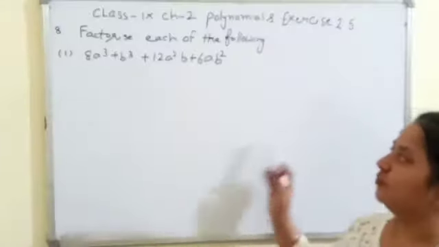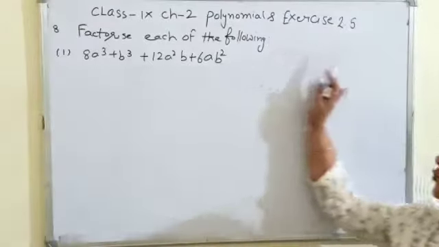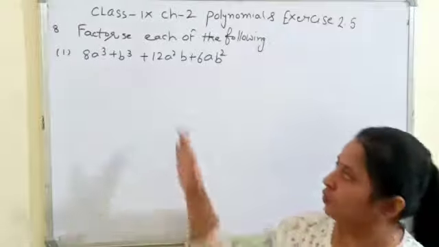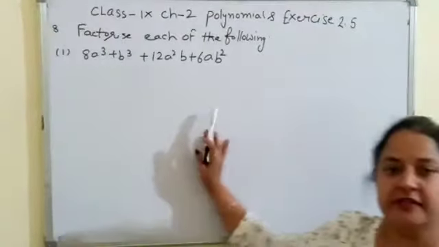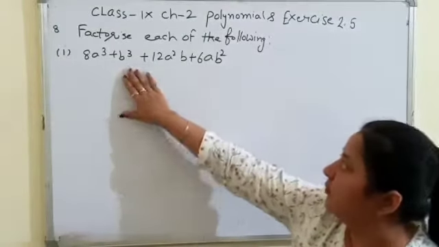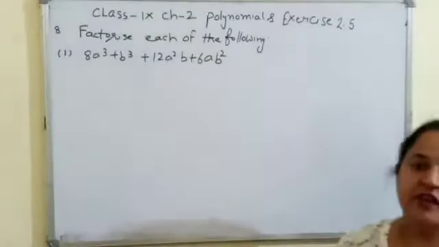Everyone. Yes students, today we will continue our session with question 8 of exercise 2.5. In our last session we did questions up to 7. So let's start with question 8. Factorize each of the following. First one is 8a cube plus b cube plus 12a square b plus 6ab square. We have to factorize it.